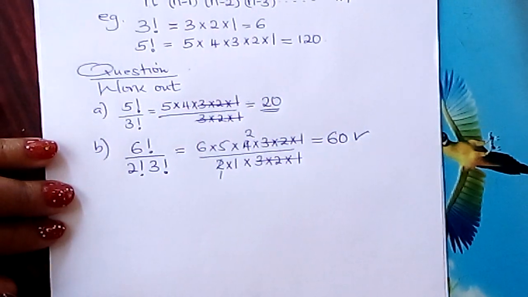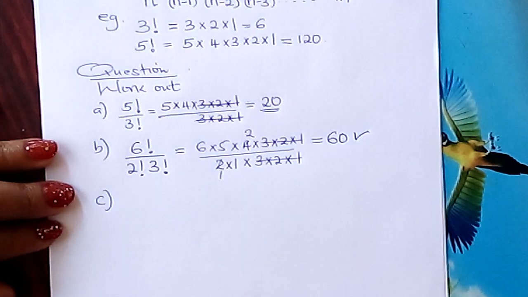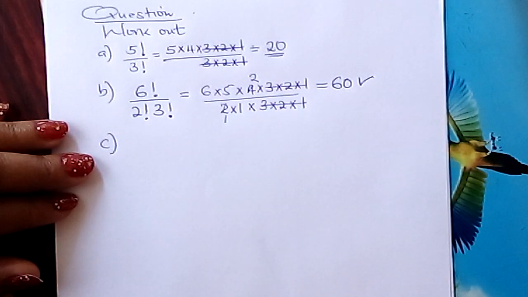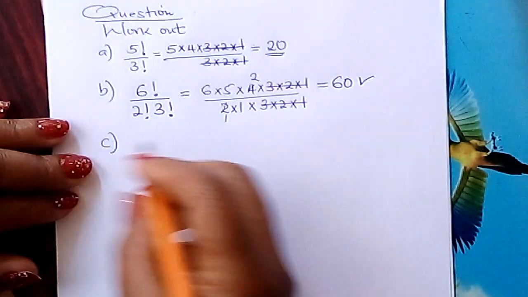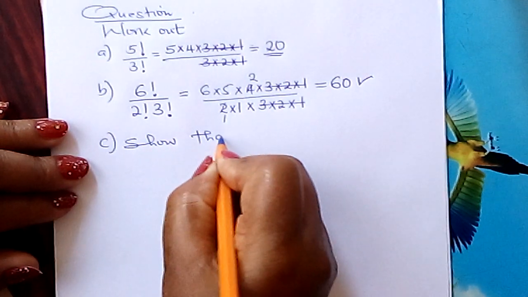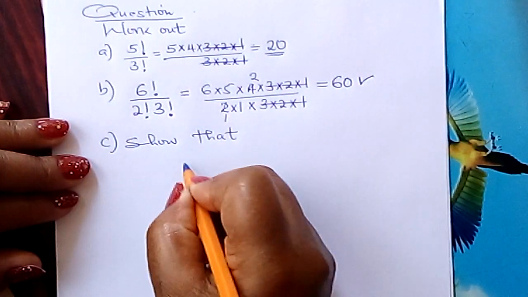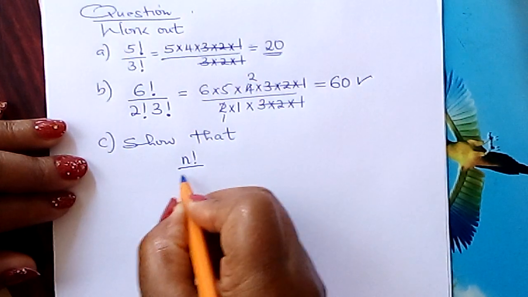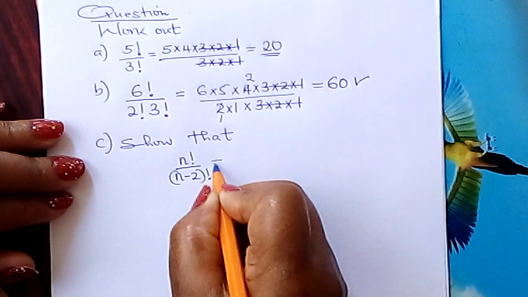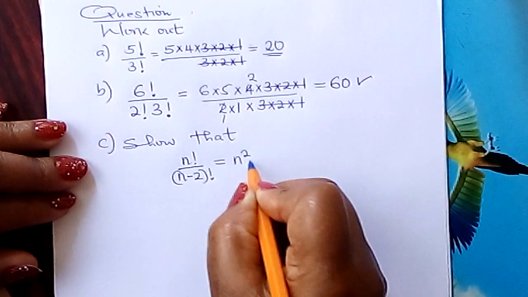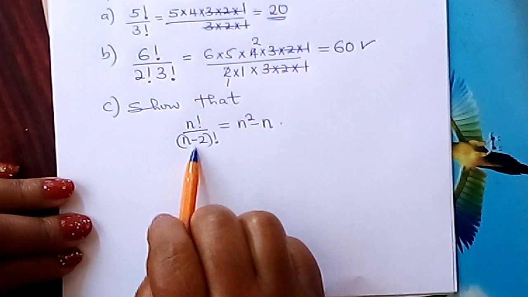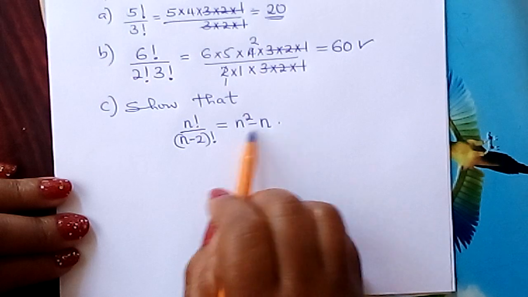Finally, learner, I just want us to understand what factorial means. Suppose you are given a problem like: show that n factorial divided by n minus 2 factorial is equal to n squared minus n. Look at that, learner. You are meant to prove that this left-hand side with factorials is equal to this.